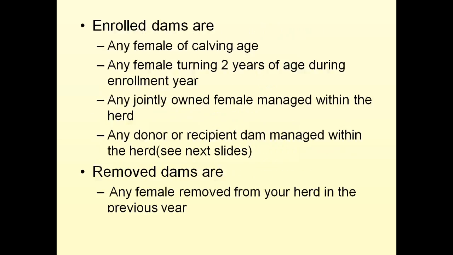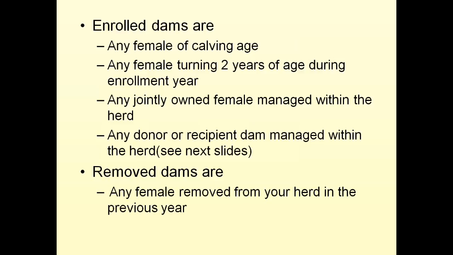Now we're going to talk about what your inventory should consist of. Your enrolled dams are going to be any female of calving age, so any female that's turning 2 years of age during the enrollment year should also be on there. Any jointly owned female that's managed within your herd: that means if you own a cow with John Smith and you manage her and she gets ran with your cows, you should enroll that female even though she is owned in a partnership between you and someone else.